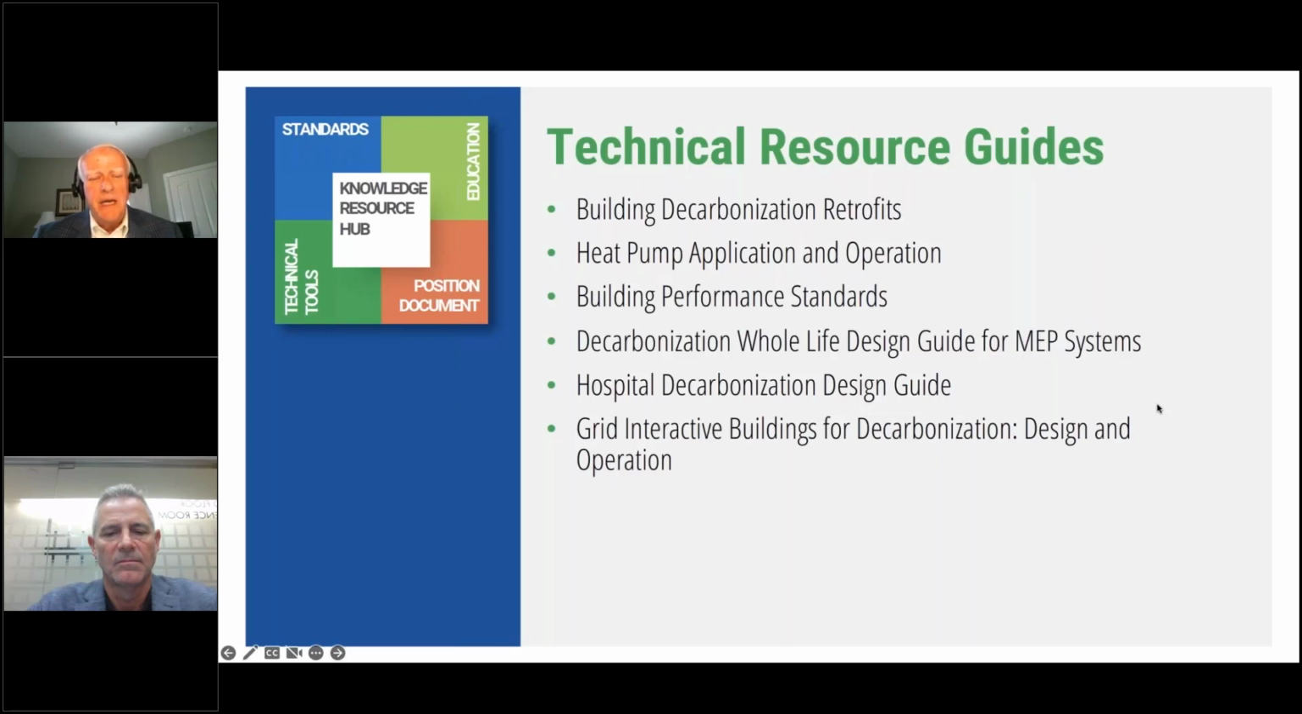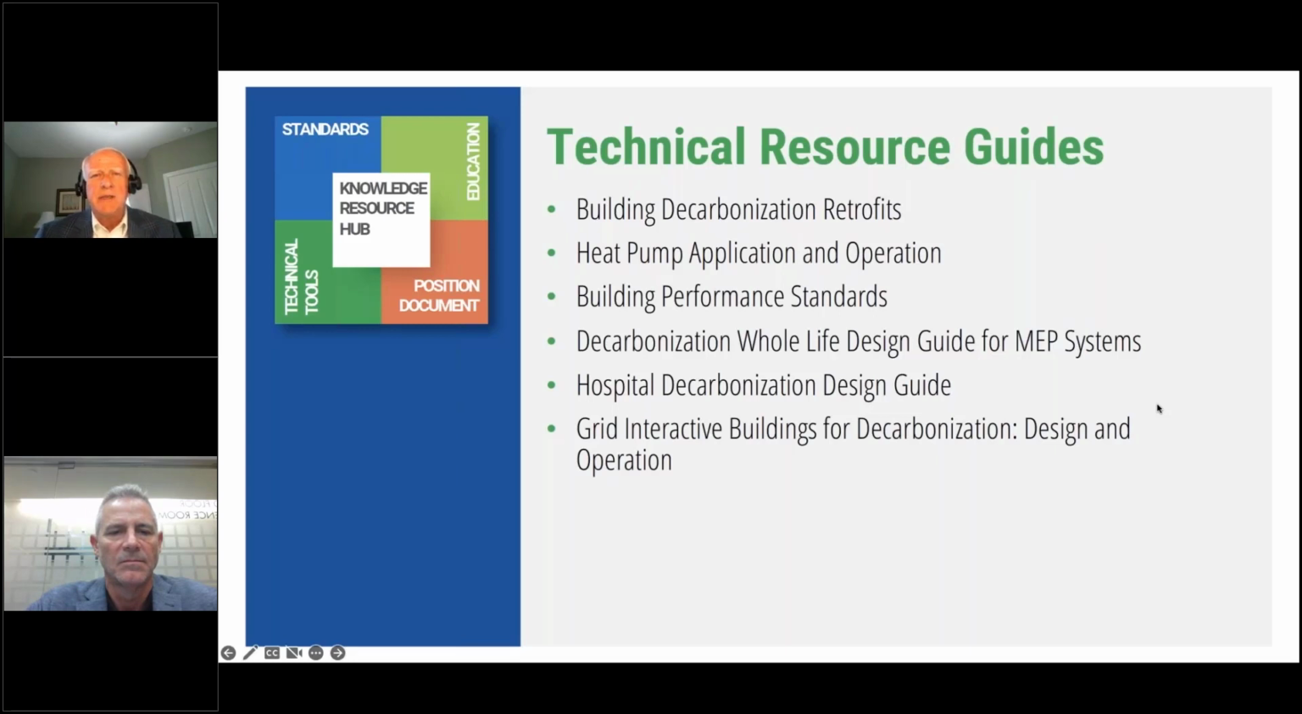The fifth guide that we're talking about is the Hospital Decarbonization Guide. In this, we're talking about a guide to specifically show how to reduce greenhouse emissions in hospital buildings. These buildings are very energy intensive, and so we have focused in particular on this particular sector.